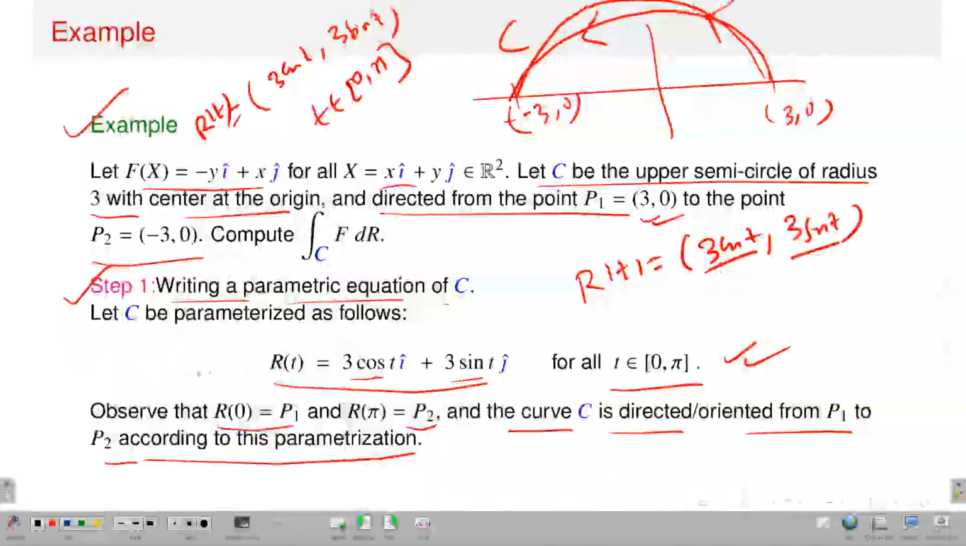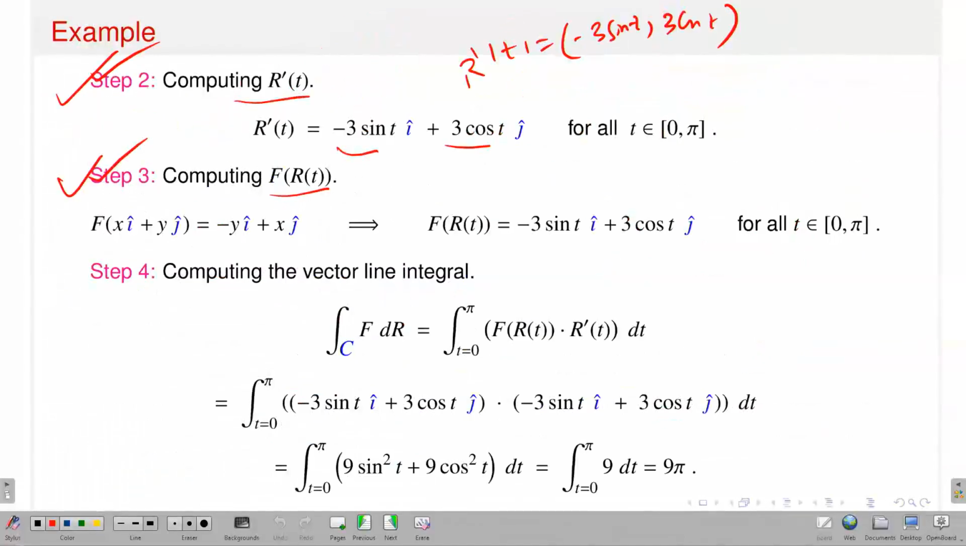What is my capital F? This is nothing but (-y, x). So, you just do it. So, f of x plus x i cap plus y j cap is minus y i cap plus x j cap. If I do the calculations, capital F of r(t) is... so y should be, this is the y component. So, what is my r(t)?